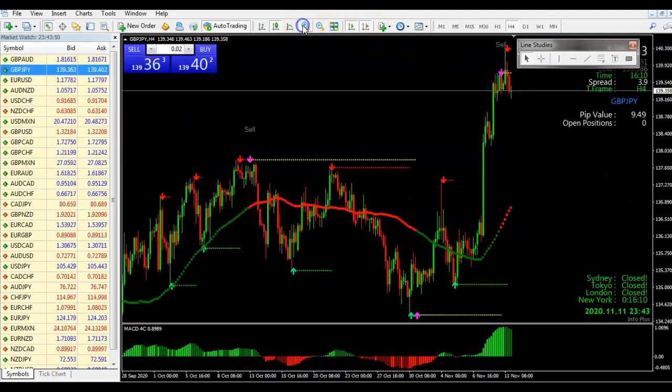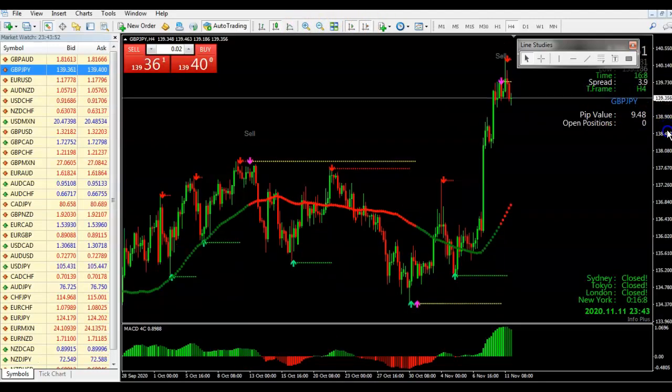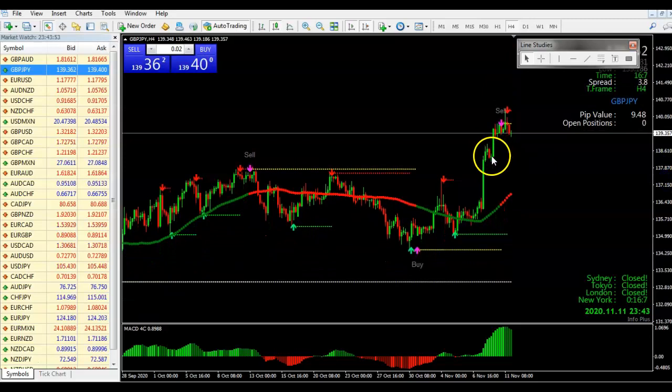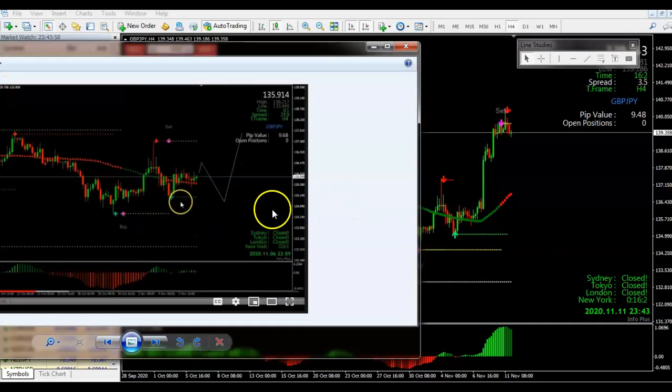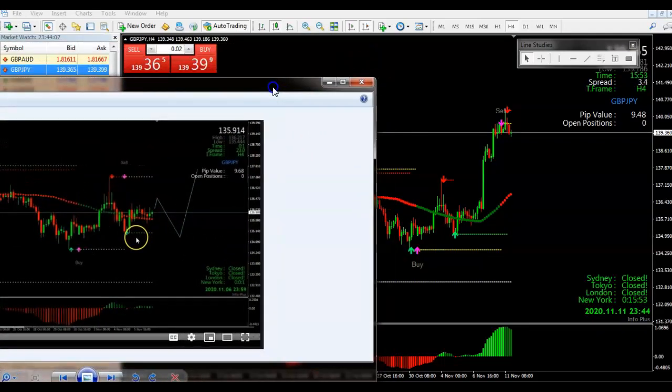Make this a little bigger. I believe we were in this area over here. Let's see. This time frame, 4 hours. We're in that area down here. So this area right here, and the market did that correction right there, a sideways correction.